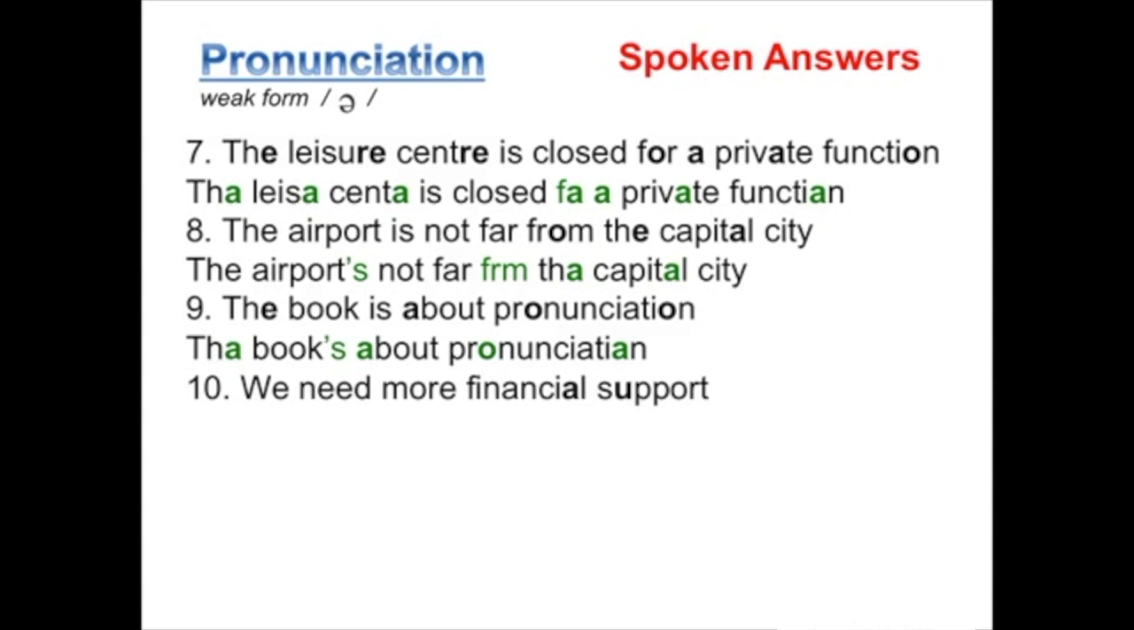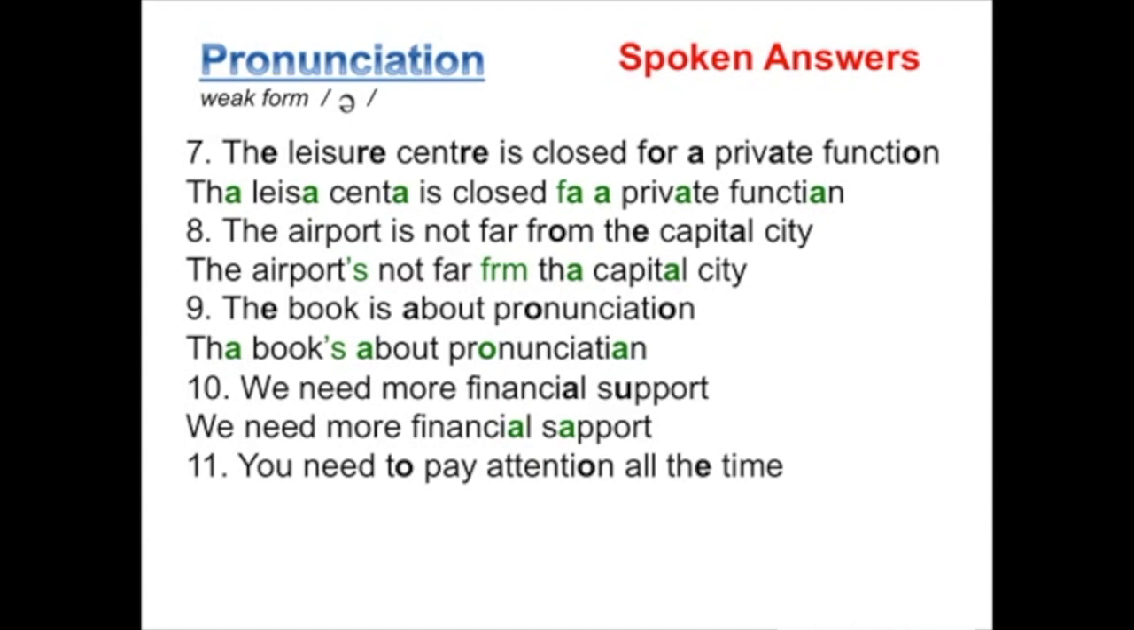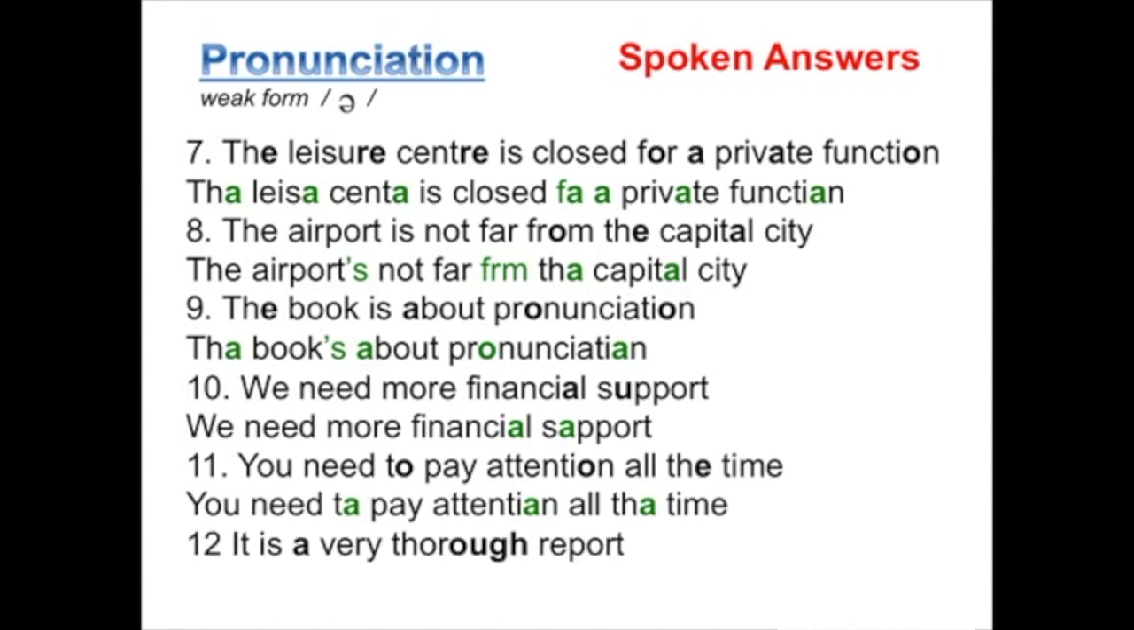We need more financial support. You need to pay attention all the time. And finally, it is a very thorough report. It's a very thorough report. Okay.